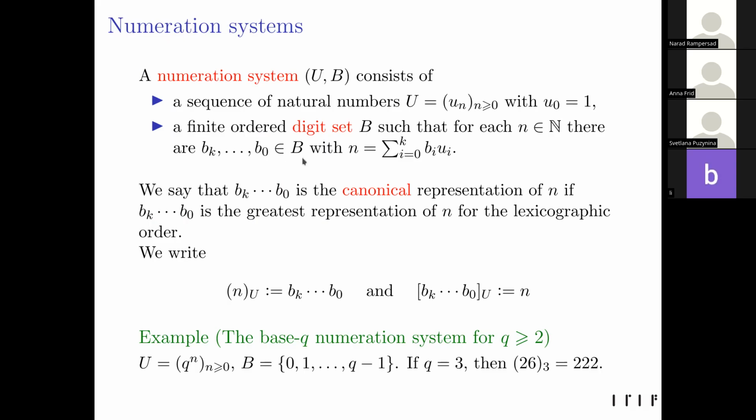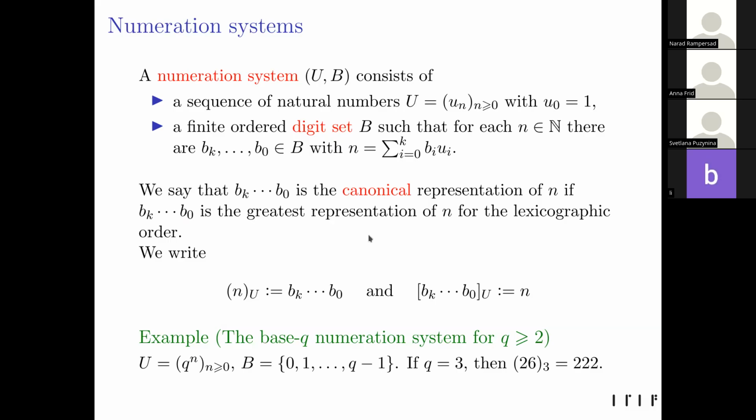Among all these representations, there is the canonical one, which is the greatest for the lexicographic order. Usually we write it with parentheses, the subscript U, which is the canonical expansion or representation of n. Conversely, for any word, even if it's not the canonical expansion, we use a square bracket to denote the value of this word in the system U. This is the sum of i from 0 to k of b_i u_i.